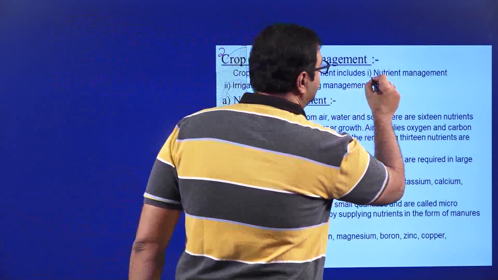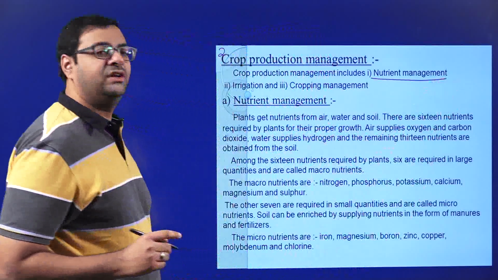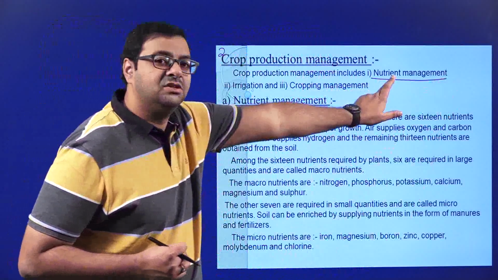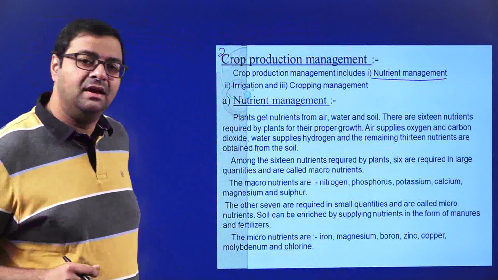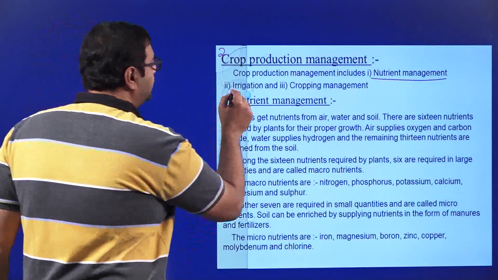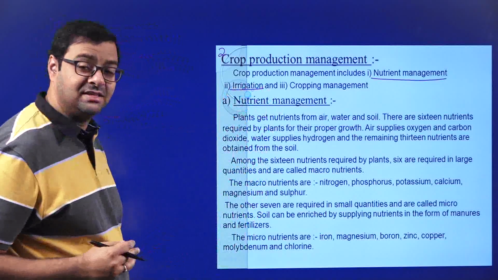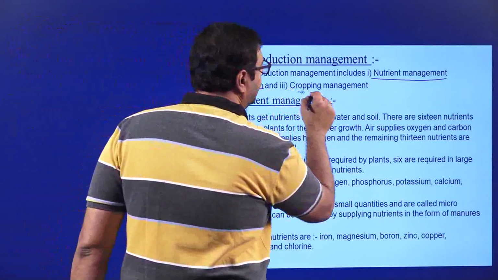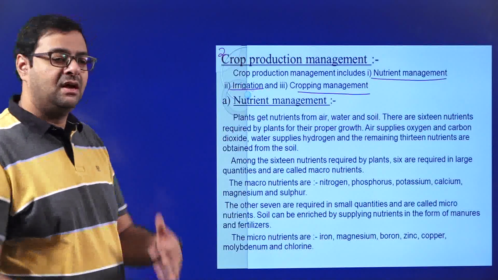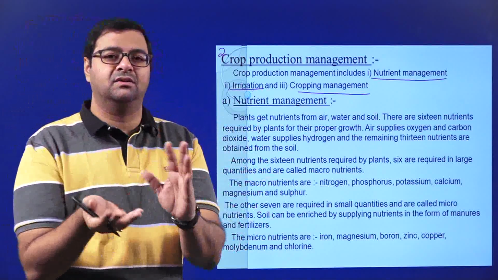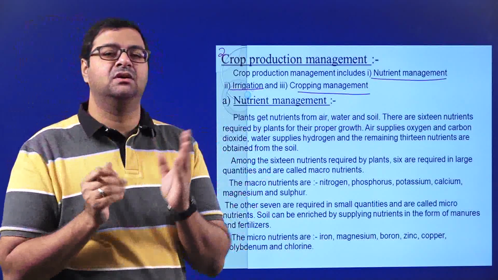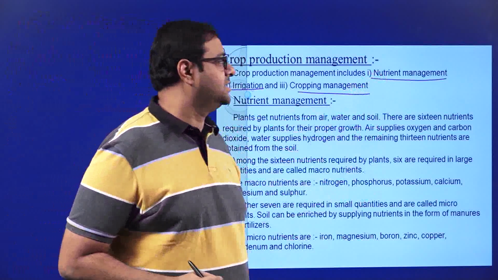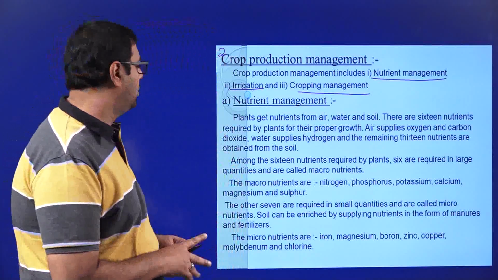First one is nutrient management. In order to produce a crop which is giving us high yield, we have to balance the nutrients which are going into that particular plant. Then you have to have a good irrigation system for that plant. And then you also have to have the cropping management. Cropping management means how to put one crop on other crop, how to exchange those crops, that we are going to learn. Now let's go to the first one, which is nutrient management.